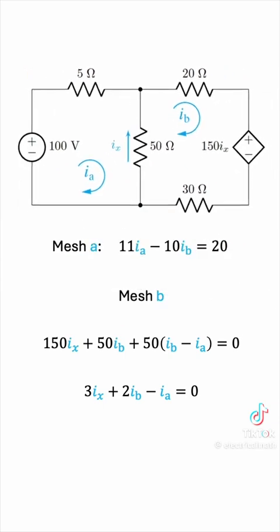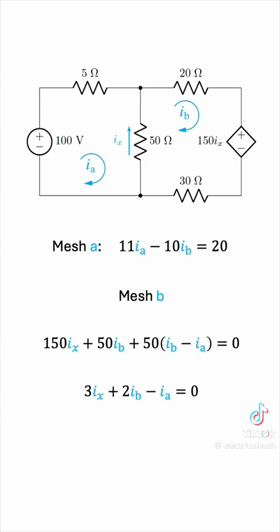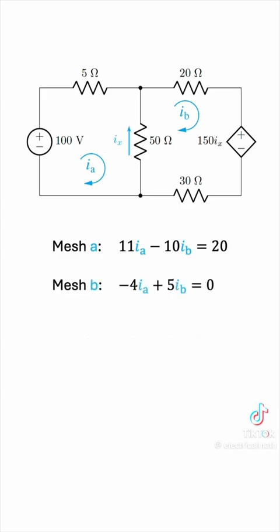So, replacing IX by IB minus IA and expanding, we can then group like terms and the equation will end up being negative 4IA plus 5IB equals 0. An easy system of two equations with two unknowns, giving us IA equals 20 over 3 amperes and IB equals 16 over 3 amperes. And now we're ready to find the power delivered by the dependent source.